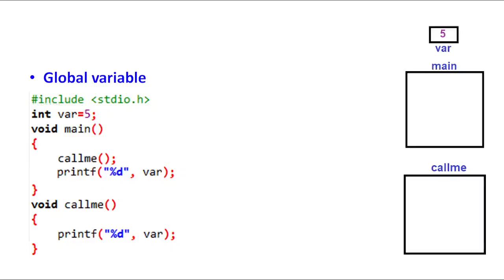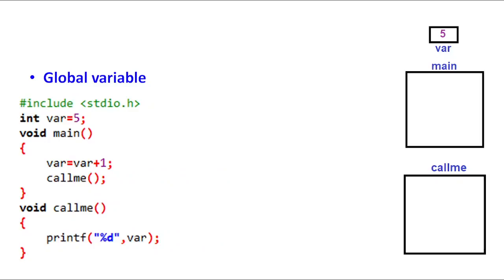In this example, the variable var is not declared within any function, and so it is a global variable. It is visible and accessible to all the functions. Now we can access it both from the main function and also from the callMe function. Because global variables are common to all the functions, any change made on their value by one function is visible to all other functions.